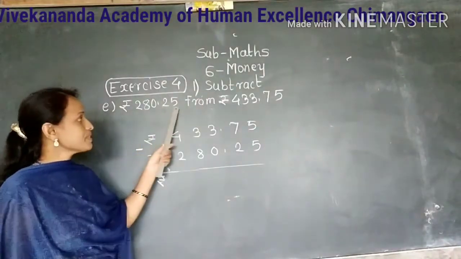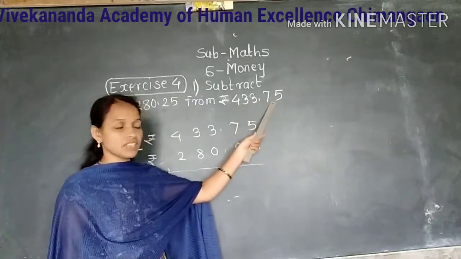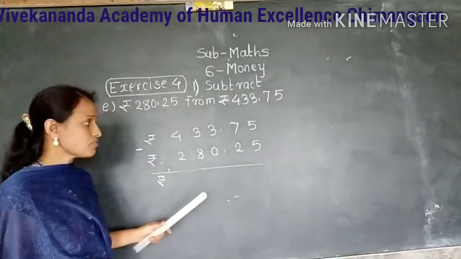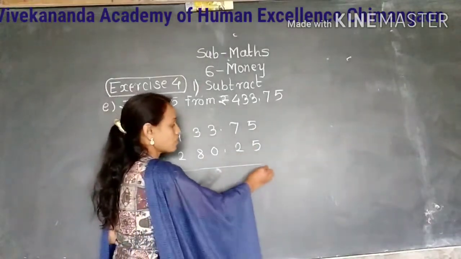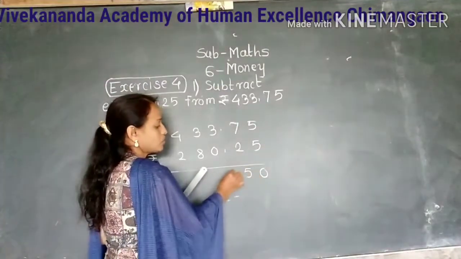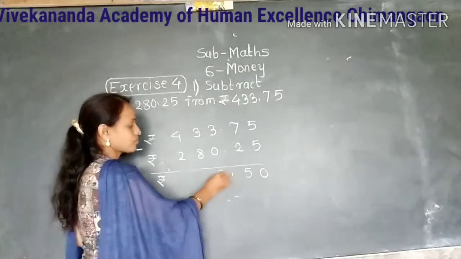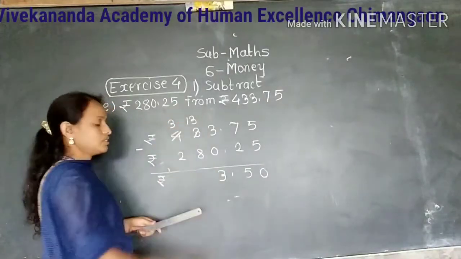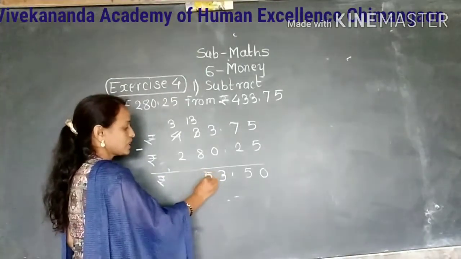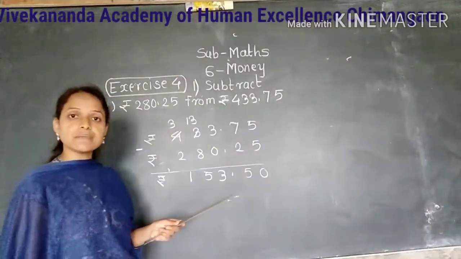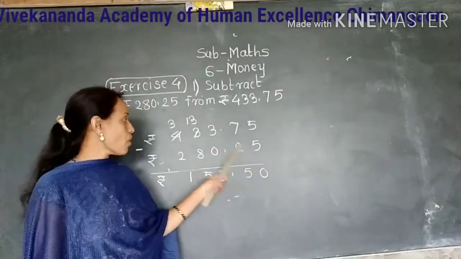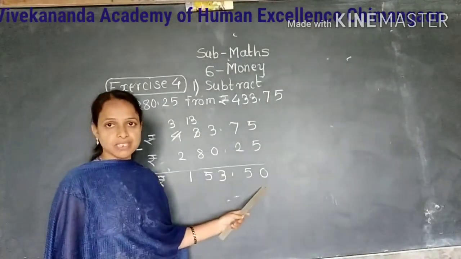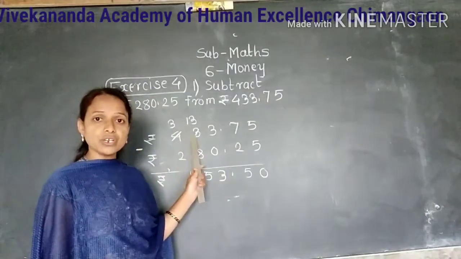Next example E. Subtract 280 rupees 25 paise from 433 rupees 75 paise. Here we arrange rupees and paise in columns by putting the dot. We separate. Now we start from the right. 5 minus 5, 0. 7 minus 2, 5. Put the dot. 3 minus 0, 3. We cannot subtract 8 from 3, so we have to regroup. We borrow 1, and here 3 becomes 13. 13 minus 8, 5. 3 minus 2, 1. So here we subtract 280 rupees 25 paise from 433 rupees 75 paise, and we get the answer 153 rupees 50 paise. So understood? Wherever needed, we regroup and subtract.